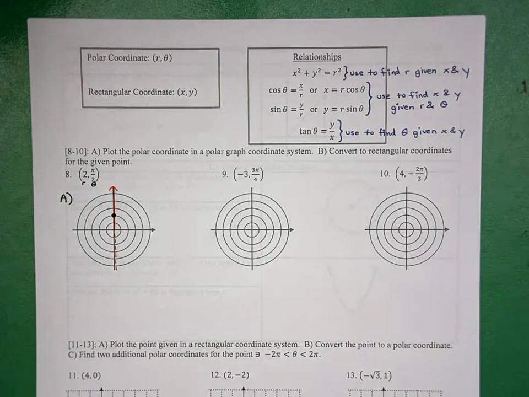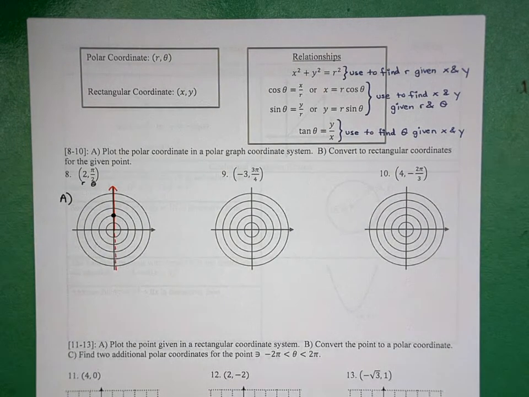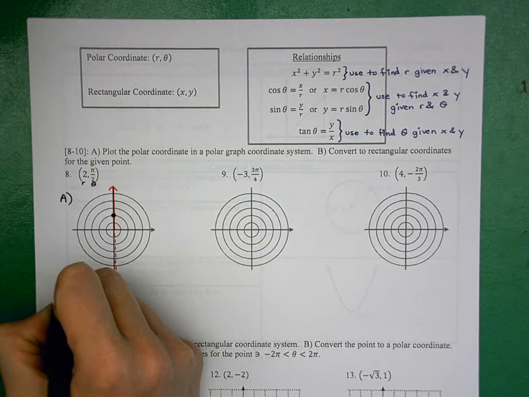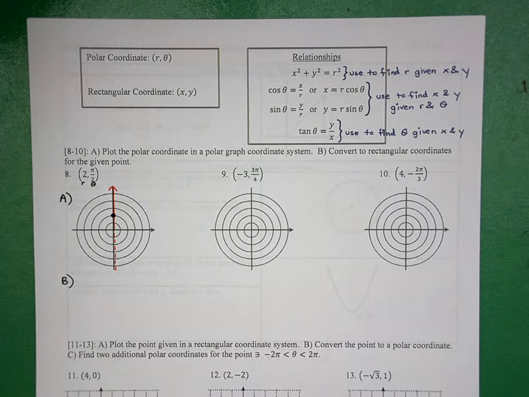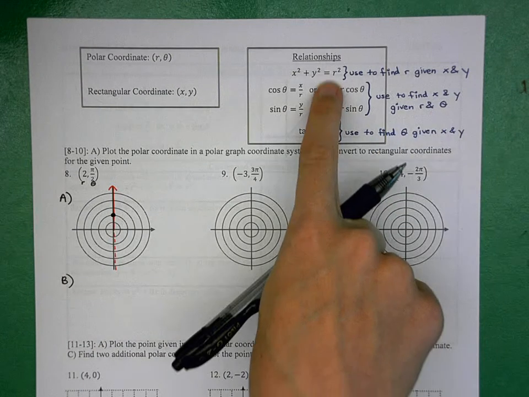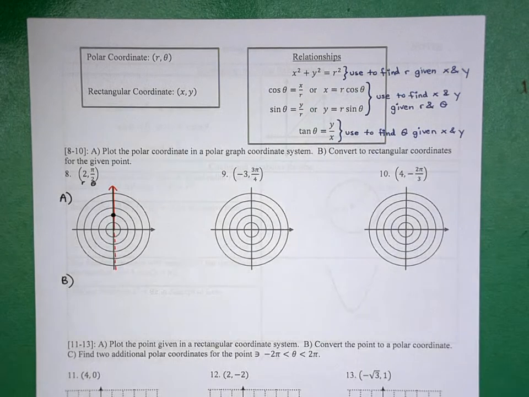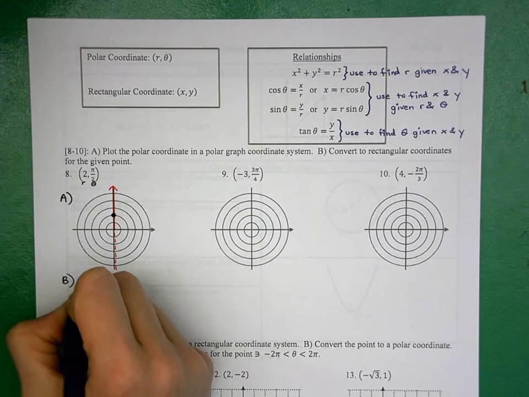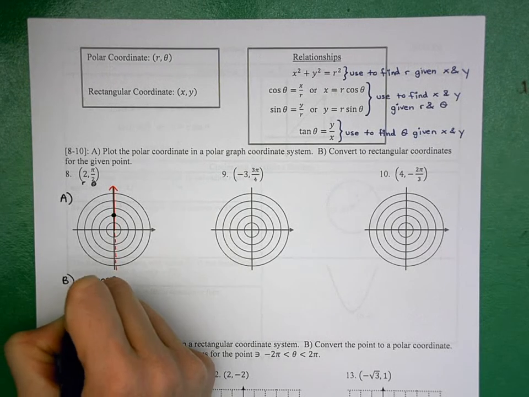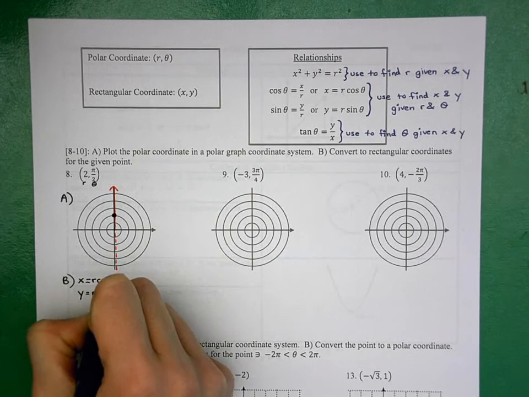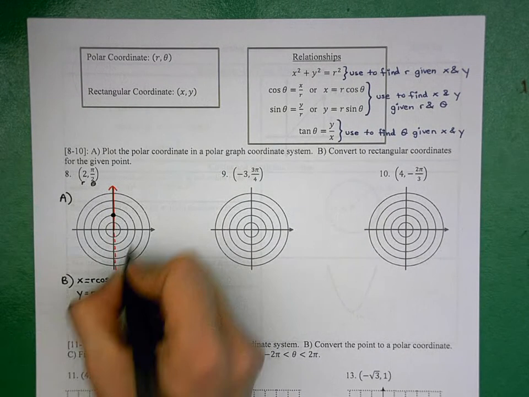Okay. And then B, convert to rectangular coordinates for the given point. Okay, so I've got an r and a theta, and I want an x and a y. And so again, that's usually where I use these middle two: if I have an r and a theta, I can solve for x and y pretty quick. So x, as a reminder, is r cosine theta. y is r sine theta. Given that, I can solve for my x, y for this polar point.